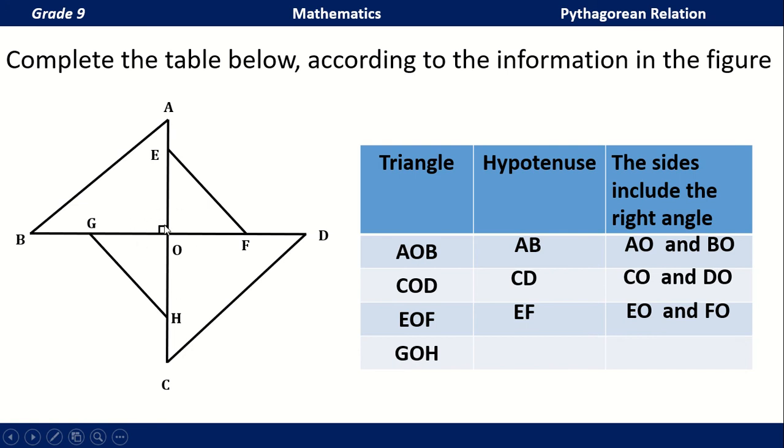Same as previous, since this is 90 degrees, this GOH angle also should be 90 degrees to make 180, since those are adjacent angles on a straight line. So here the side opposite to the right angle is GH, so it will be the hypotenuse of this right angle triangle. And the sides that include the right angle are GO and HO. Okay, now I think you can identify the hypotenuse and the sides that include the right angle.